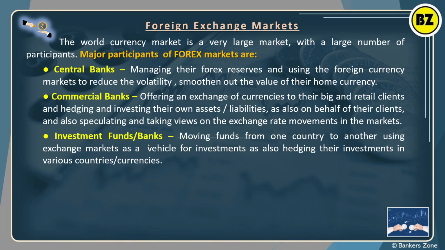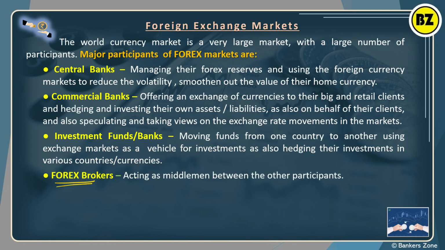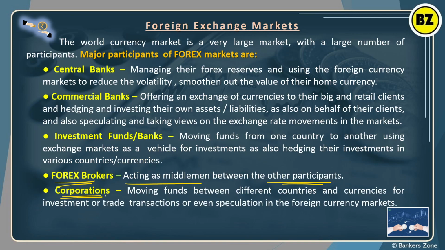Now next is what? The forex broker. Brokerage means what? Simply, these act as the middleman between the other participants. Apart from that, there are corporations, or the corporates. These are moving funds between different countries or different currencies for the purpose of investment or trade, that is import and export, or even for speculation in the foreign currency markets. So these are the basic participants in the forex market.